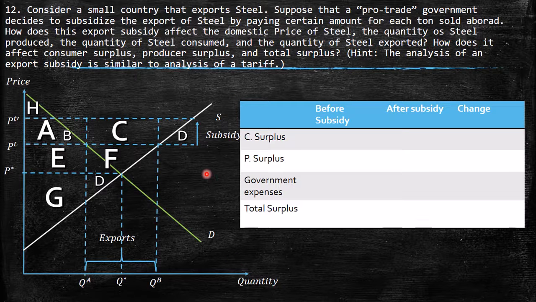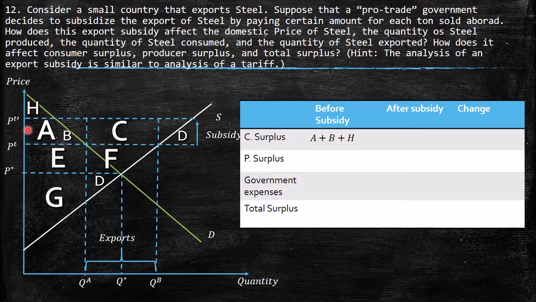The consumers won't receive any more PT. This is the world price. It doesn't change because it's a small country. Just that the producers, instead of PT, will receive PT plus a subsidy, which is going to be PT prime. Okay, so this is going to be the case.